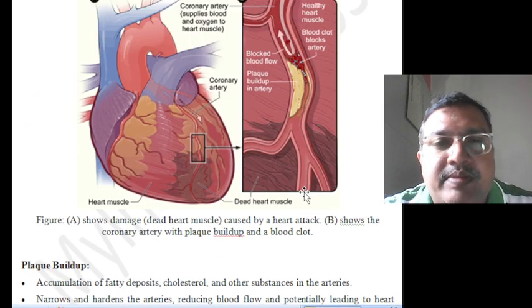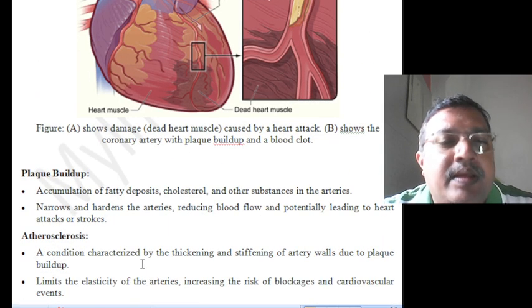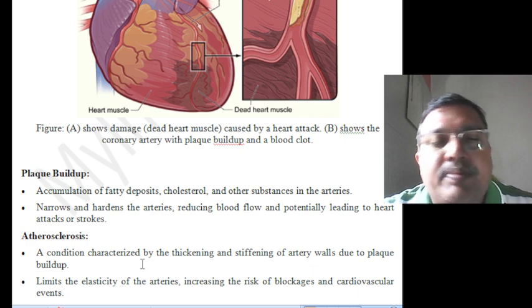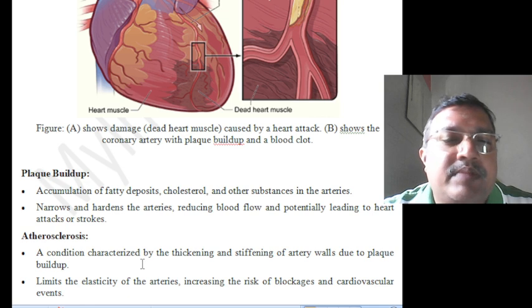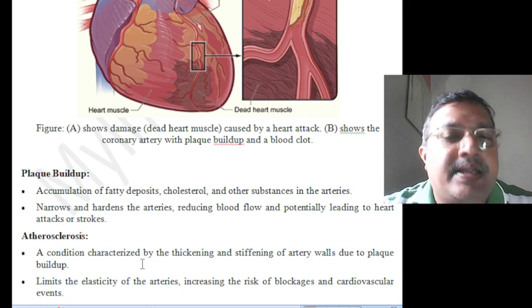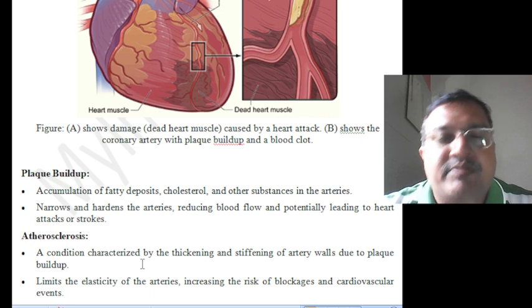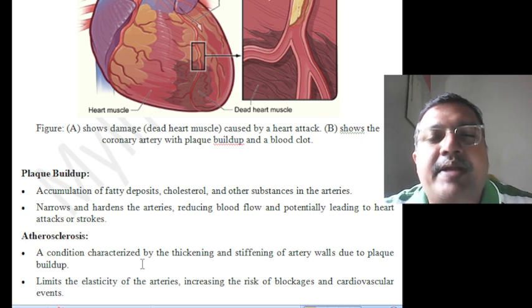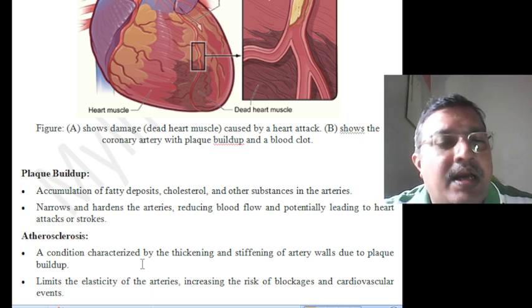Okay, so how is the plaque buildup happening? It is the accumulation of fatty deposits or cholesterol and other substances in the passage of the blood, the arteries. That is called plaque buildup, and it is mainly fat deposits. It narrows or hardens the arteries, reducing the blood flow and potentially leading to heart attack or stroke.